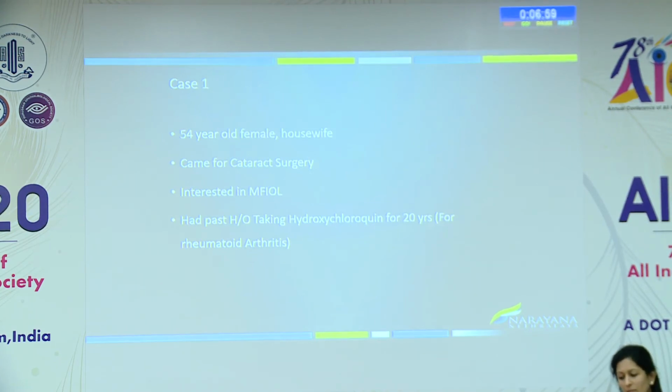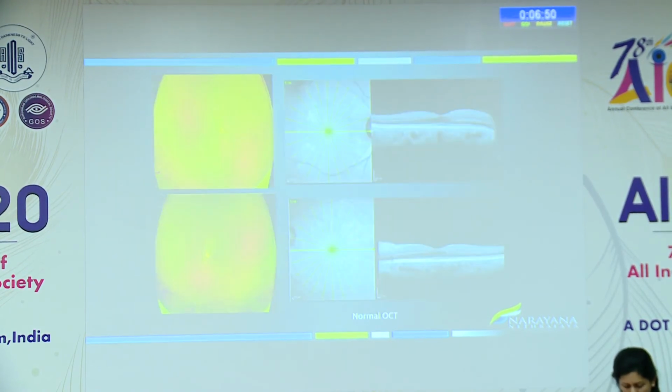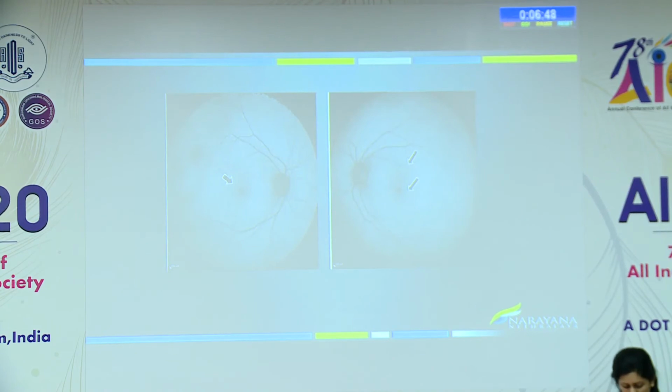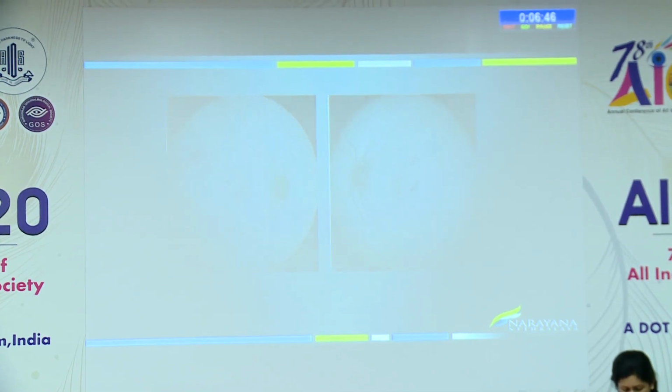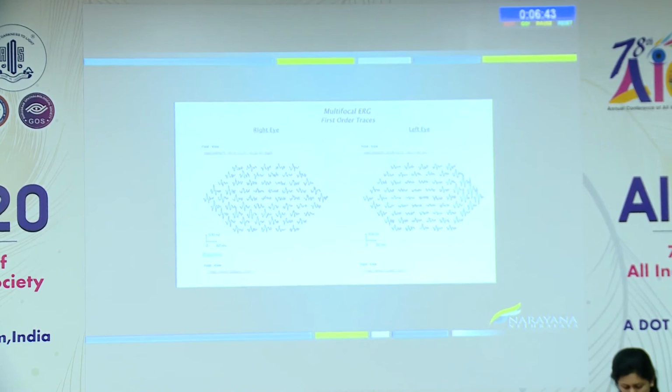This was a 54-year-old housewife who came for cataract surgery. She was interested in multifocal lenses. She had a past history of taking hydroxychloroquine for almost 20 years. Fundus and OCT were absolutely normal. Autofluorescence showed very subtle changes. When we did a multifocal ERG, there were definitely some depressed points in the center. At this point, I would not advise her to stop the chloroquine unless I have corroborative evidence with 10-2 and OCT, but definitely she is not a candidate for a multifocal IOL. These patients are prone to develop more glare if you implant multifocal IOLs.